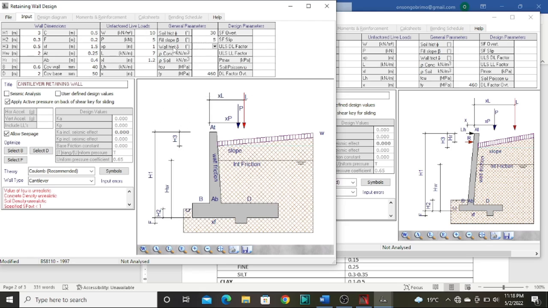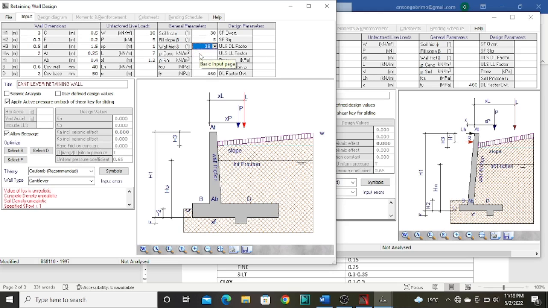We also have wall friction because this is Coulomb. Coulomb uses wall friction in the design, and we also need to determine the friction resistance of our wall so that we design for that. So for this case, I'm going to pick, let me use 25.